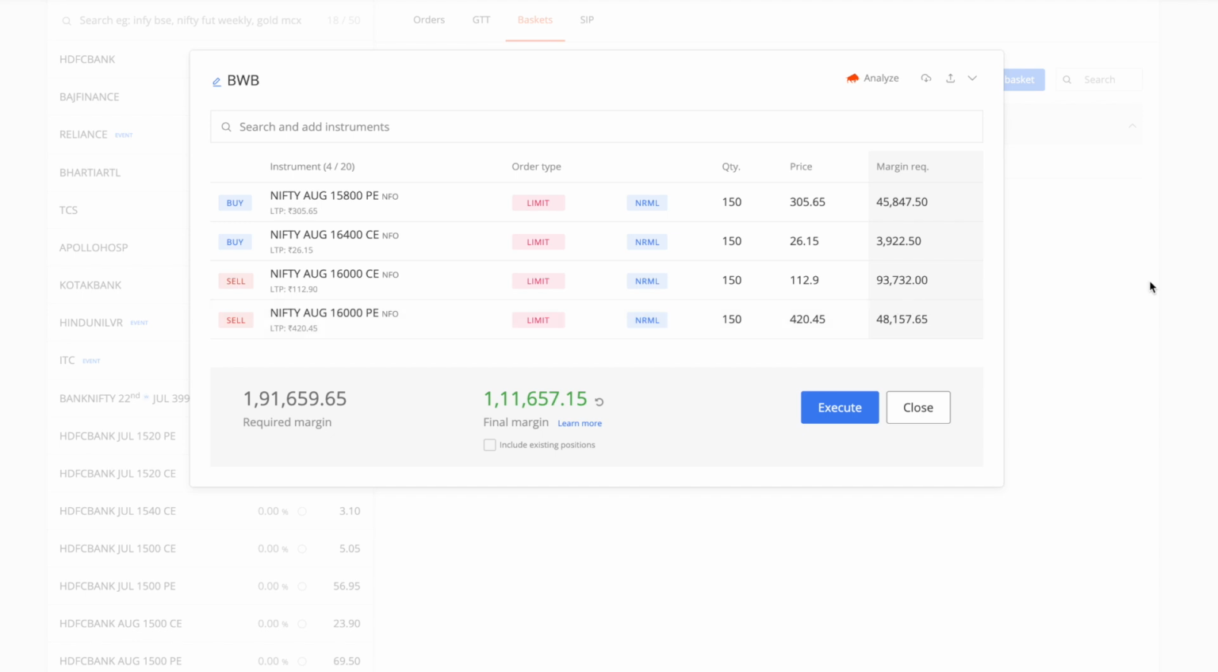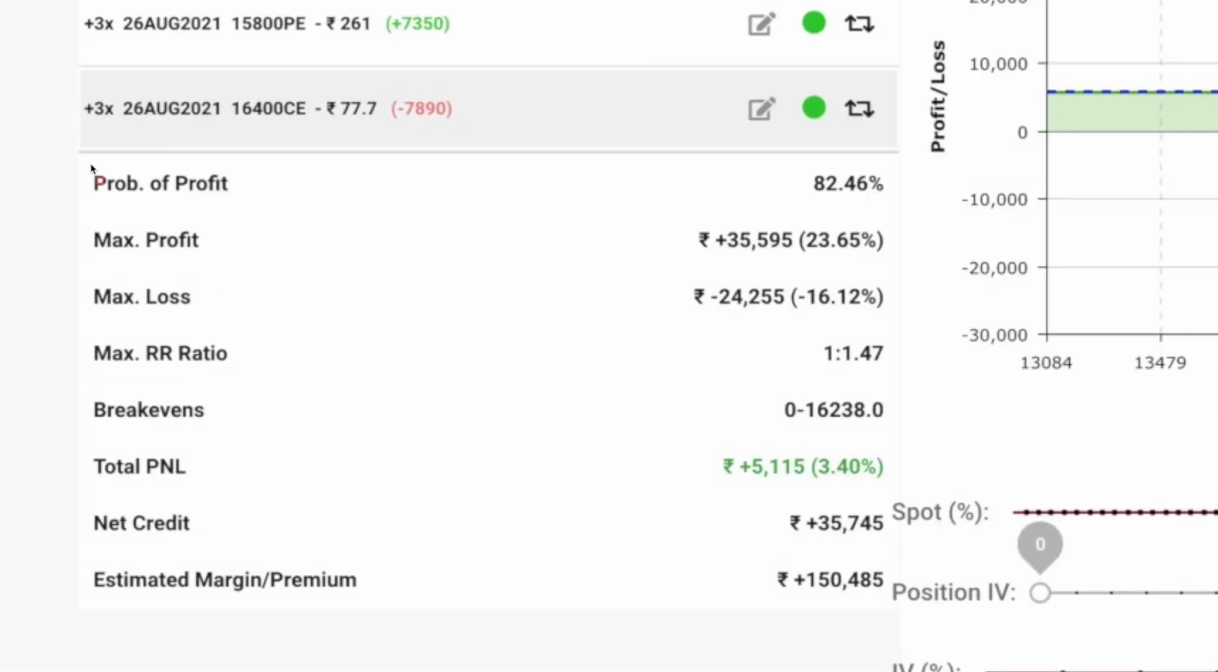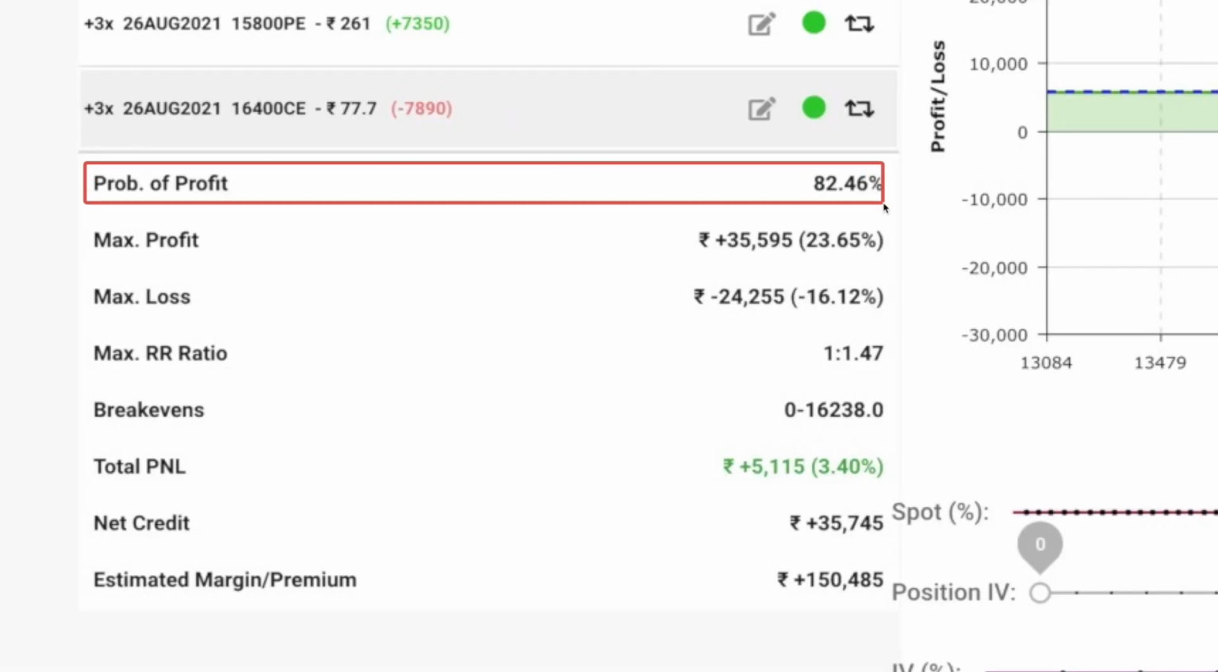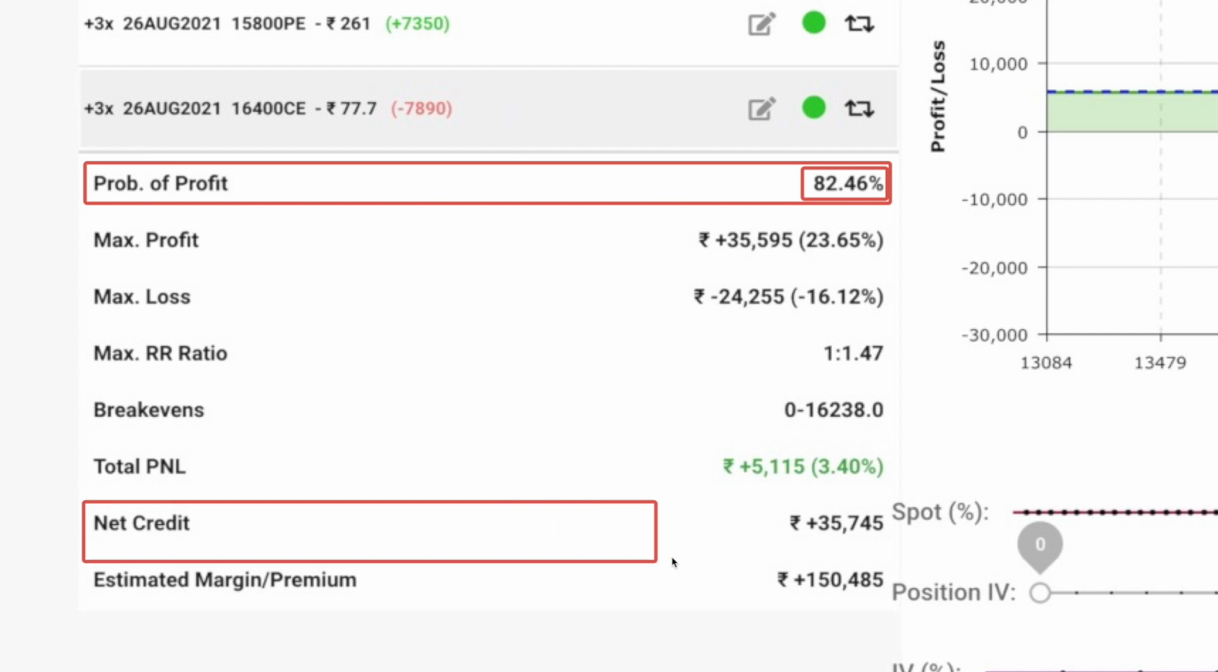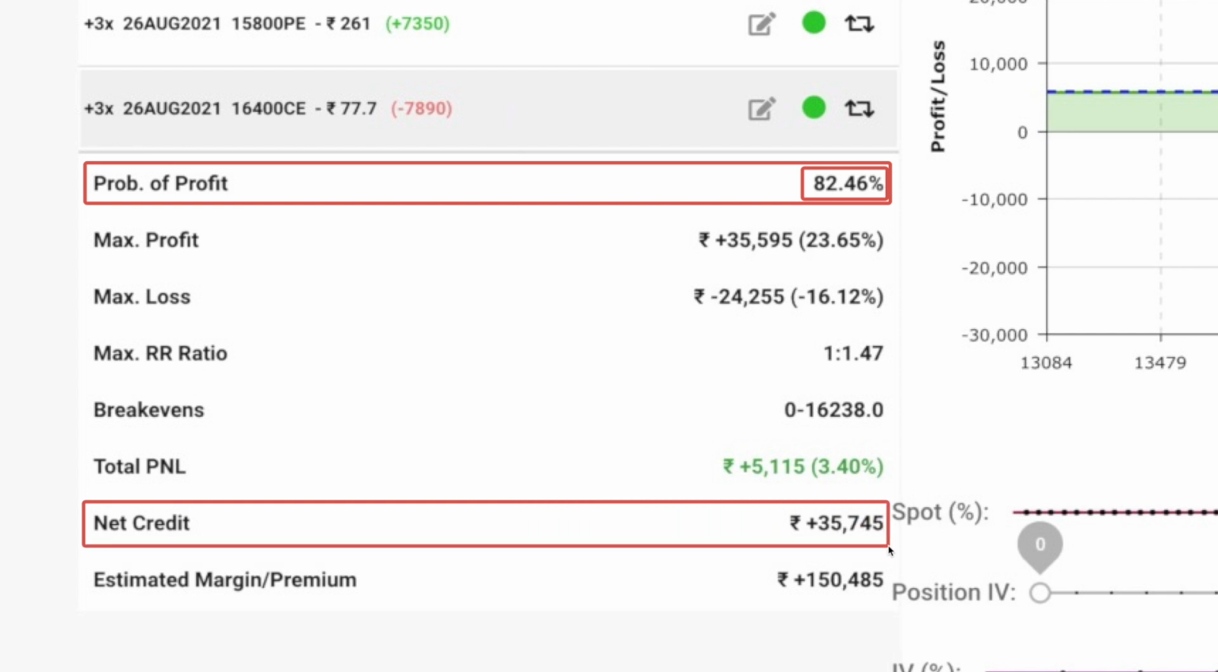Enter the buy option trades first to get the maximum benefit of the new margin rules. The probability of profit at expiry is about 70 to 75% for this strategy. Here we are seeing a different number as we are looking at the trade on a different date than when we initiated the trade. The premium received for the above position is rupees 35,745.